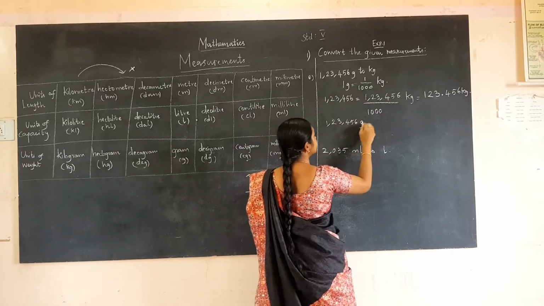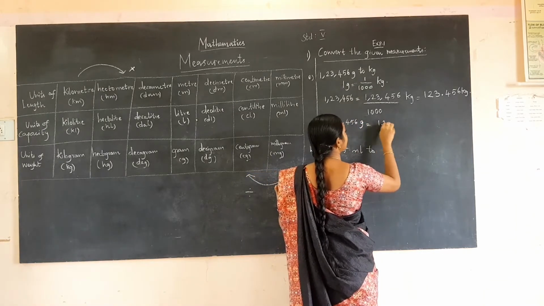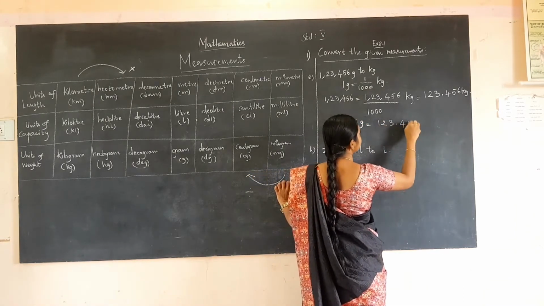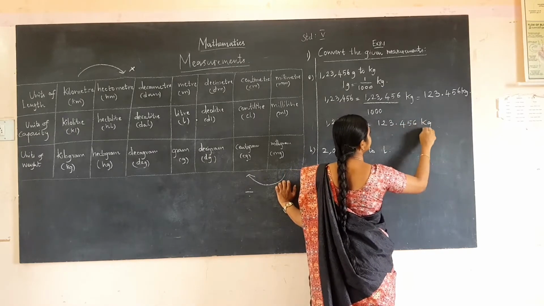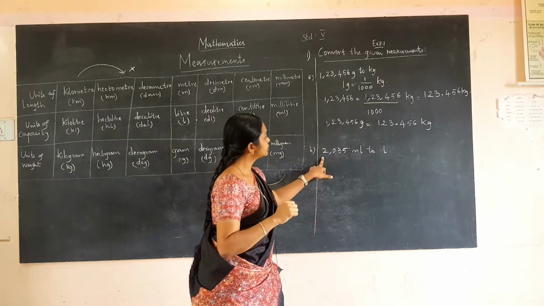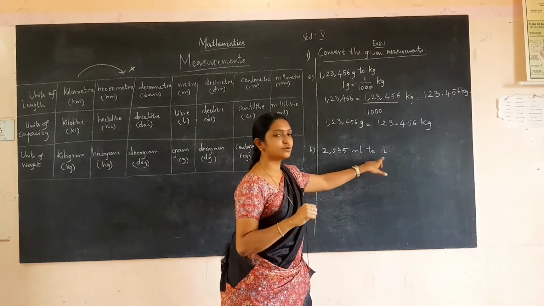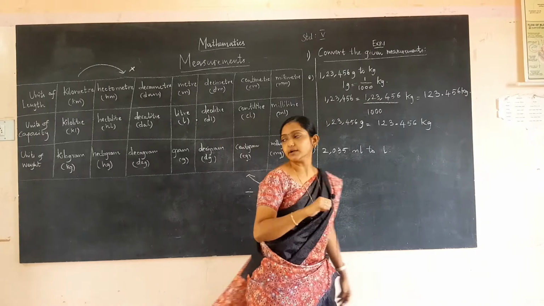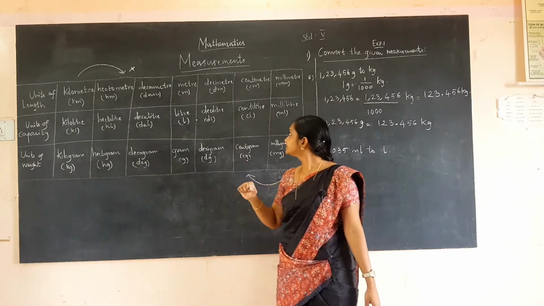1,23,456 gram is equal to 123.456 kilogram. Next, 2035 milliliter to liter. We are going to convert from milliliter to liter.